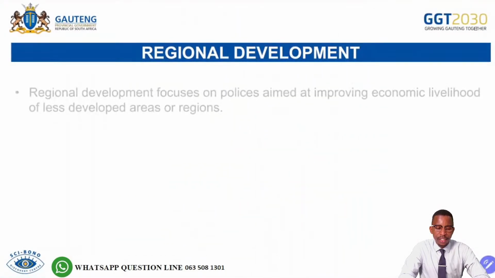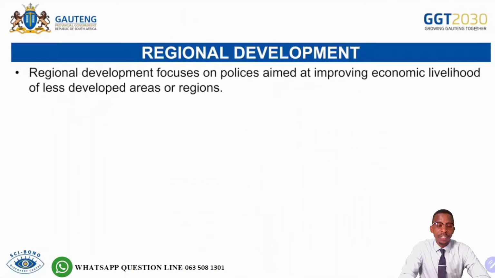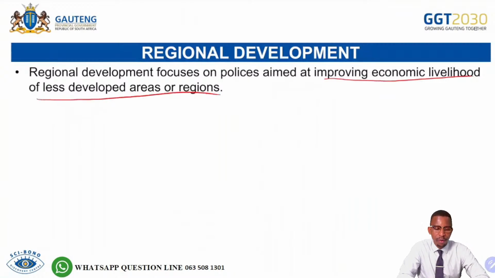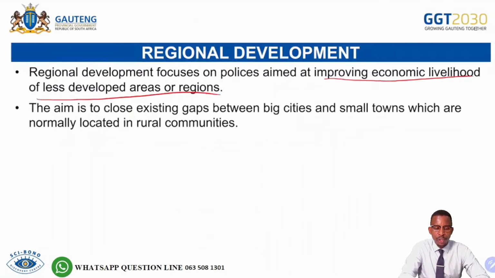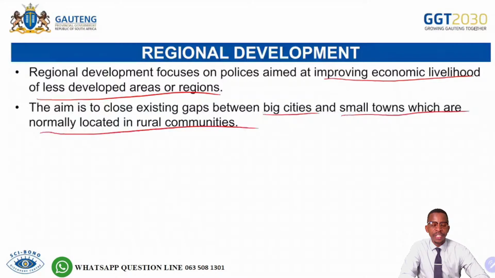And then regional development. Remember, if we talk of regional development, we refer to the development policies aimed at improving the economic livelihood of less developed areas or regions. That's regional development. So it aims to close the existing gap between big cities and small towns, which are normally located in rural communities. Like I spoke about when we spoke about urbanization.